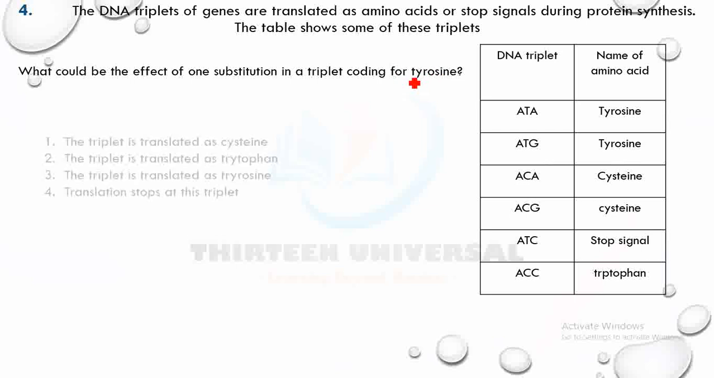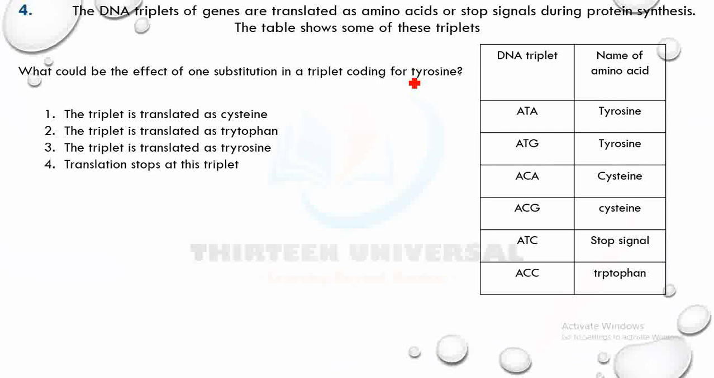All right, let's see. Remember that this is paper 1. You have to read the questions critically, read between the lines. So these are the sentences. Which ones are correct? What could be the effect of one substitution in a triplet coding for tyrosine? Now it is your turn. Pause the video and try this question. Pause the video, try the question, guys.